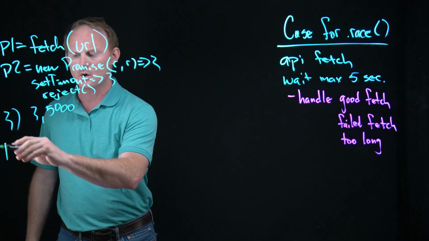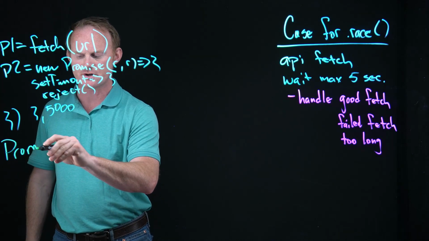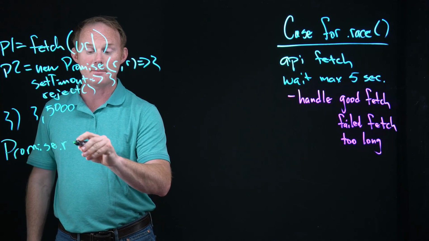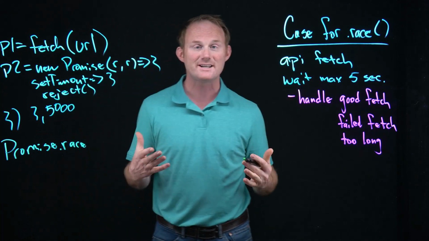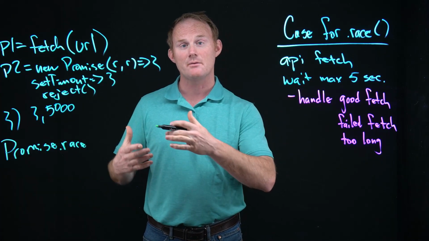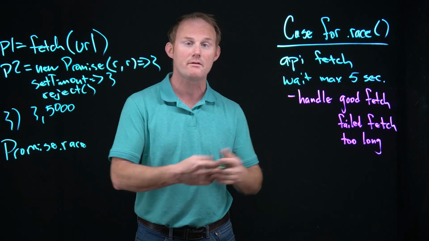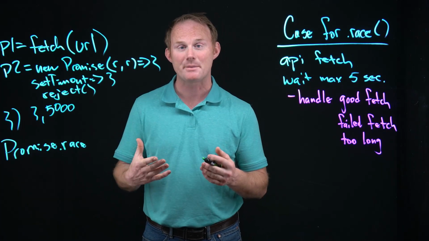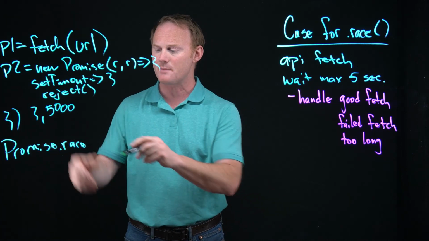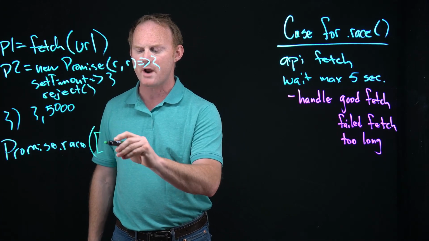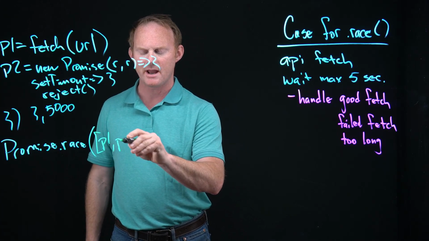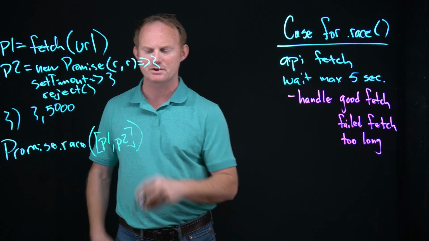Down below here, we will grab the promise constructor. So it's going to be promise. Again, I'm going to use .race. Race is different than any. Any requires them all to fulfill. Race will take a fulfilled or a failed promise. Whatever happens first, it'll be the first one. So promise.race, we're going to hand it an array of P1 and P2 like so.